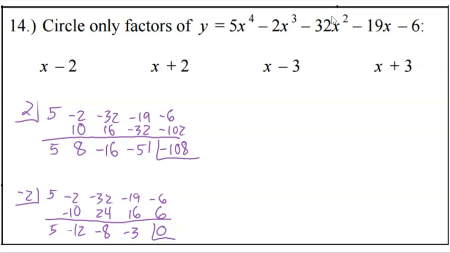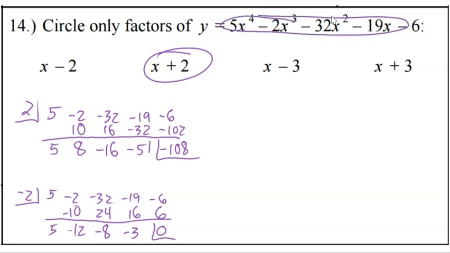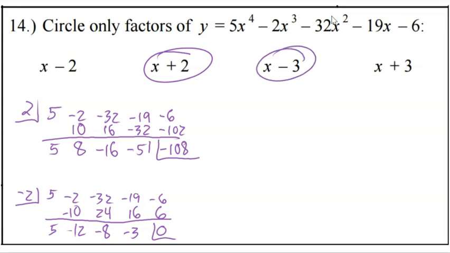So we have a remainder of 0. That means that x plus 2 is a factor of 5x to the 4th, minus 2x to the 3rd, minus 32, etc., etc. Now we're going to test x minus 3. So we're going to do the opposite of negative 3, which is positive 3. We're going to put that in the half box. And then we're going to do our numbers: 5, negative 2, negative 32, negative 19, and negative 6.